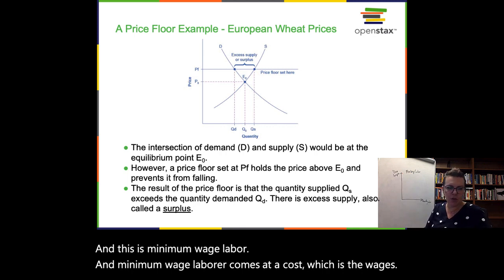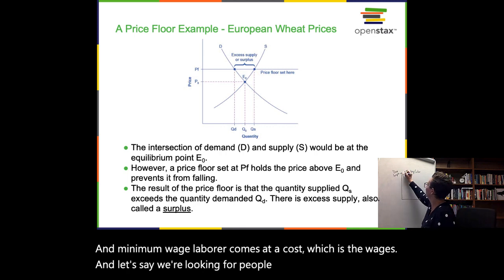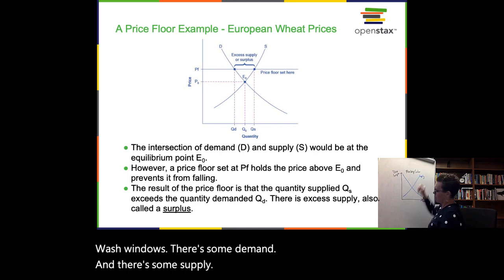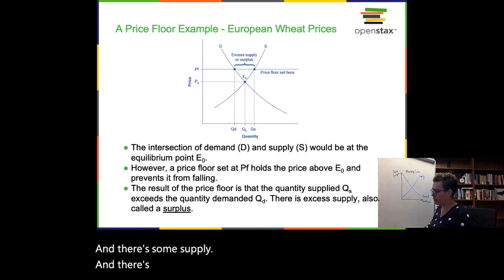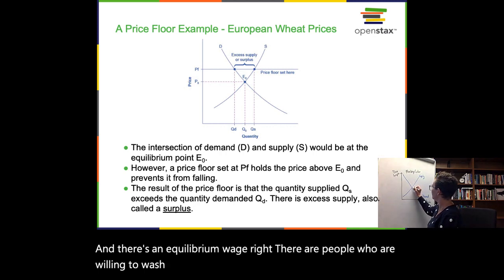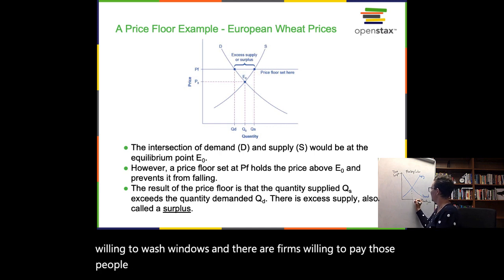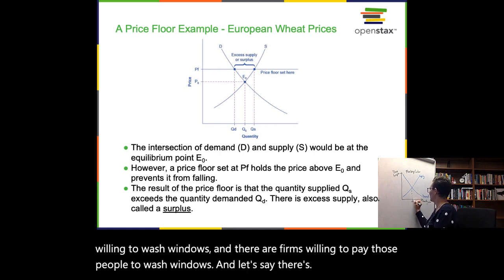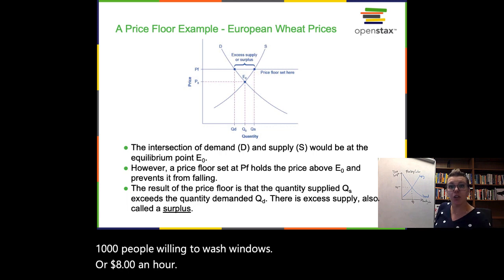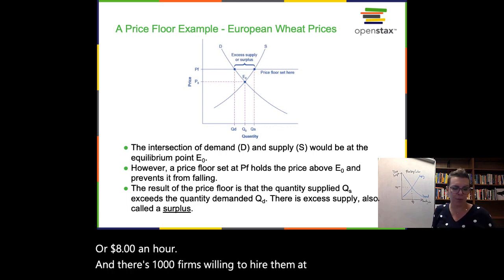And let's say we're looking for people to wash windows. There's some demand, and there's some supply, and there's an equilibrium wage, right? There are people who are willing to wash windows, and there are firms willing to pay those people to wash windows. And let's say there's 1,000 people willing to wash windows for $8 an hour. And there's 1,000 firms willing to hire them at $8 an hour.